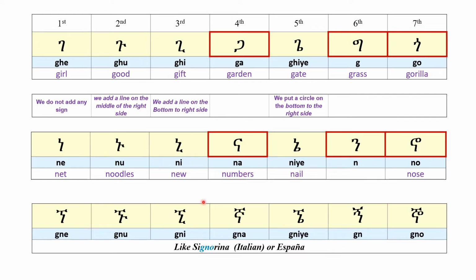The last one is nye. Nye, nyu, ni, nya, nye, nye, nyo. Pronounced like signorina in Italian language or España in Spanish.